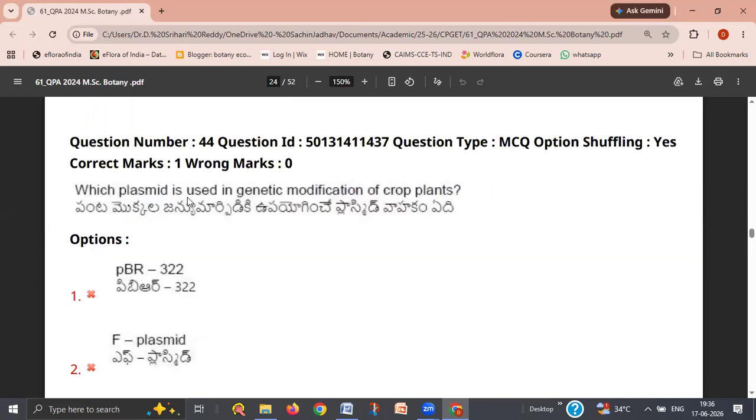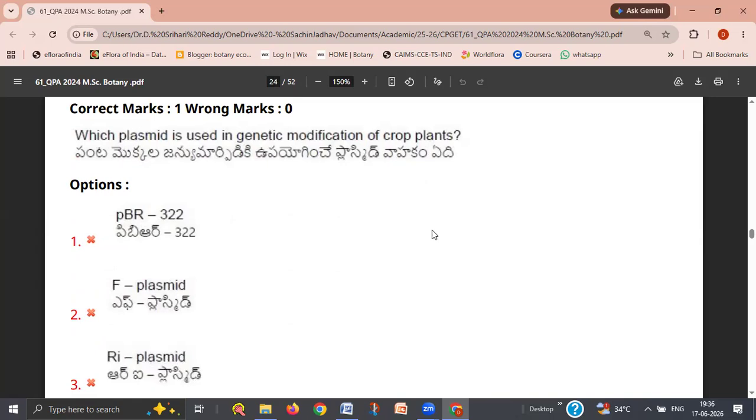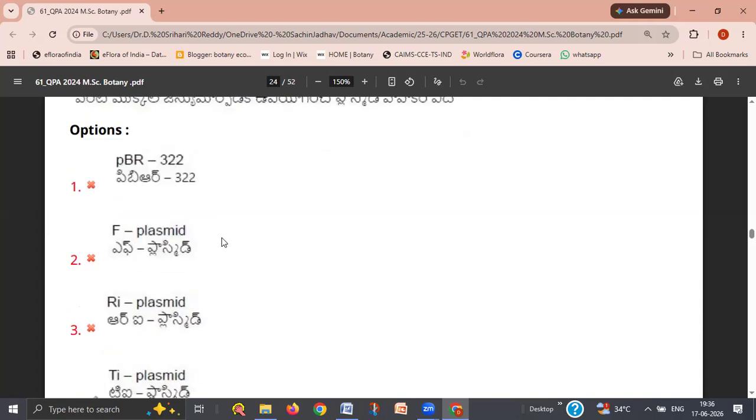Next, which plasmid is used in genetic modification of crop plants? For example, BT cotton. To produce BT cotton, which plasmid was used? pBR322? No, it is mostly related to cloning in bacteria. pBR322 is very famous for cloning in bacteria. It is not related to crop plants. And the F plasmid, the fertility factor, is related to conjugation of bacteria, so it is not related to crop plants.